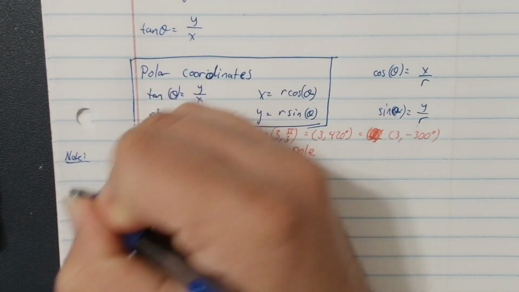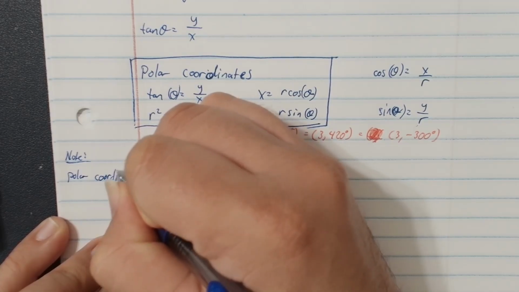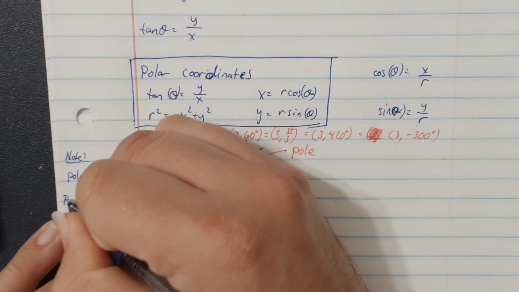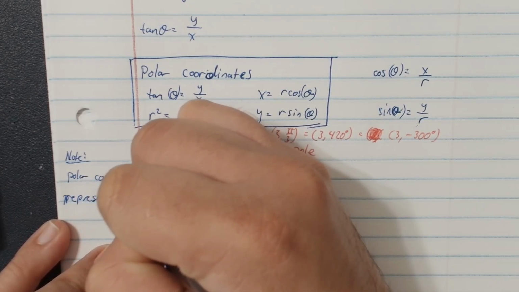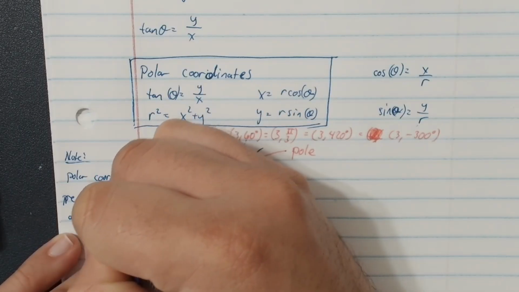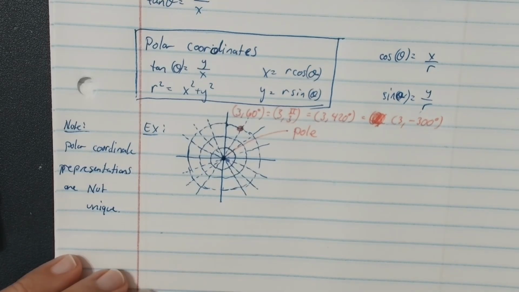Note, polar coordinate representations are not unique. There are different ways of getting to the same point.